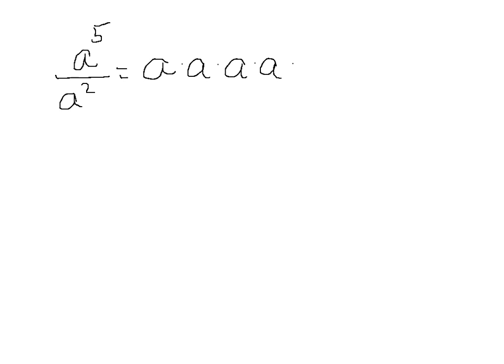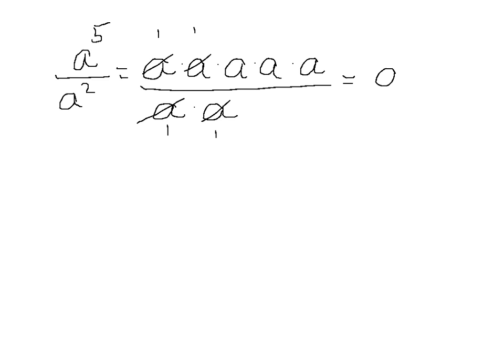Now let's look what happens if we are dividing. So if we have something like a to the fifth over a squared, okay, well what that means is a times a times a times a times a, that's a to the fifth, over a times a, that's a squared. So we cancel each of these out and replace with a 1, cancel each of these out and replace with a 1. And so what I'm left with is just a cubed.